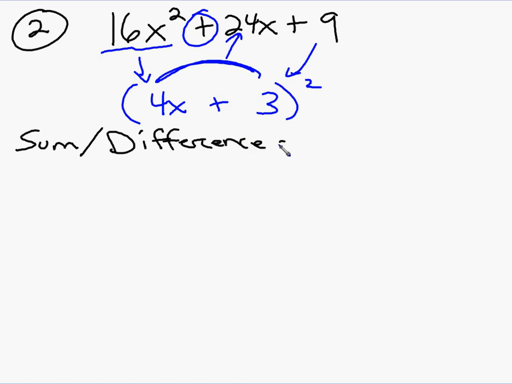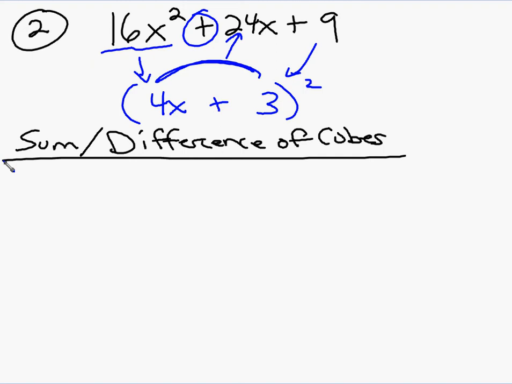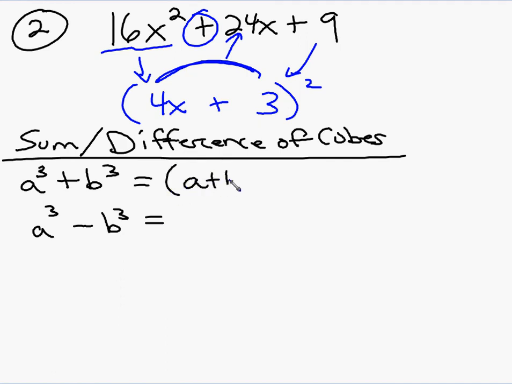The sum and difference of cubes. Now this is one where you have to use a formula. There's just no way around it. If I am factoring the difference of two cubes or the sum of two cubes, a cubed plus b cubed, or a cubed minus b cubed, we have to follow a formula. And here it is. This one is a plus b times a squared minus ab plus b squared.